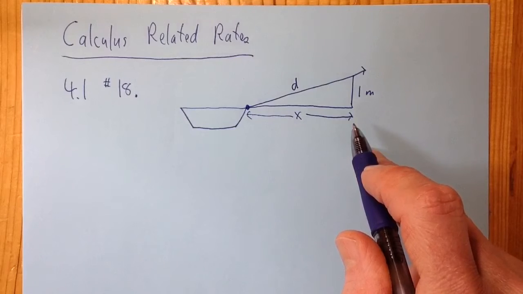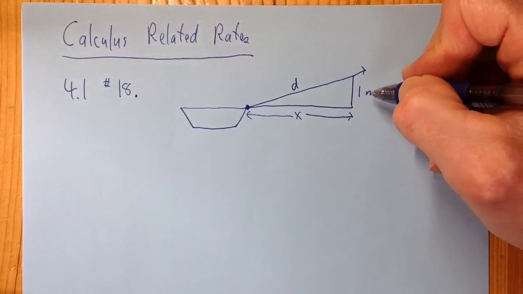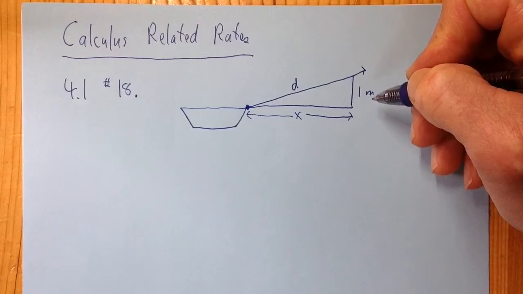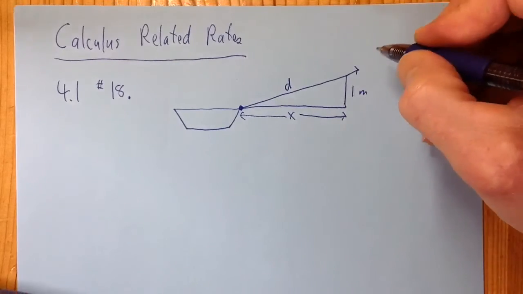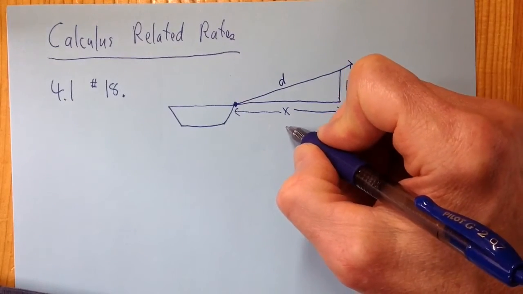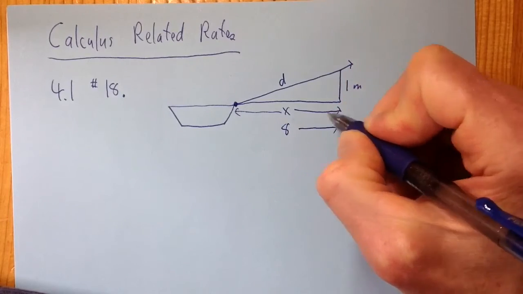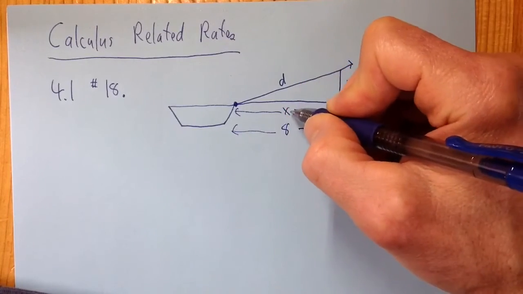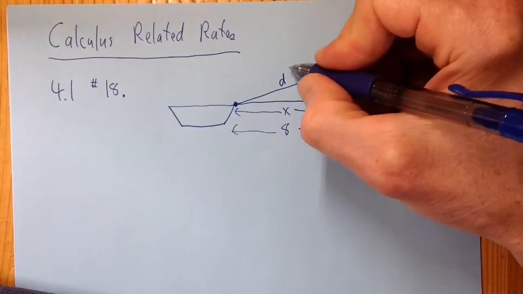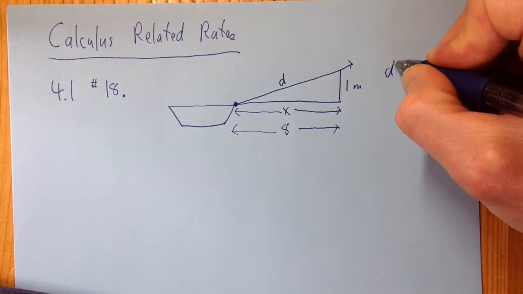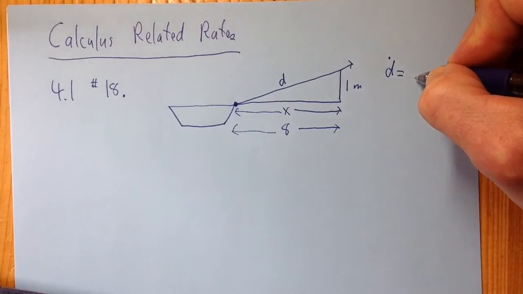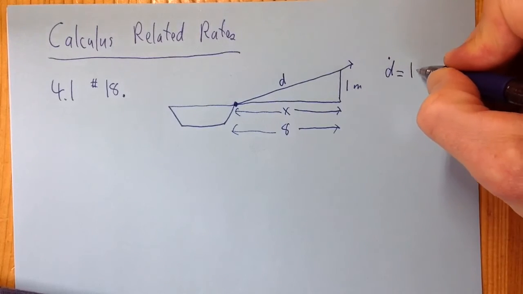Did I say feet earlier? 1 meter higher. Yeah, 1 meter, so everything is in meters. And the rope is being pulled in at 1 meter a second. So when it's 8 meters from the dock, this distance here, we want to know when x is equal to 8. X is changing, but we want it when x is equal to 8. This is 1 meter high, and we know that d dot, how fast d is changing, is just being pulled in at 1 meter a second. So d dot is 1 meter per second.